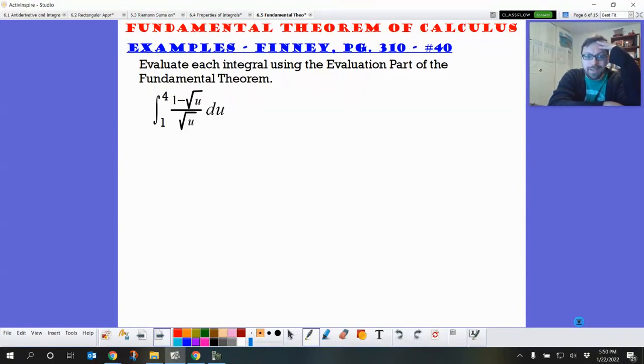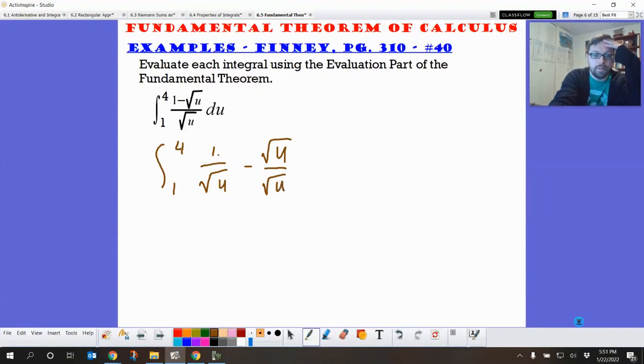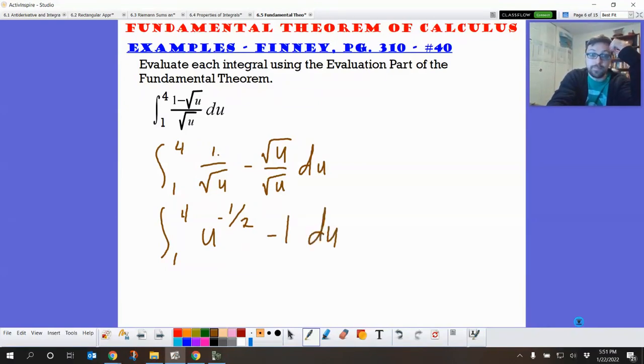All right, doing it again. Now, this one has got all kinds of weird bits to it, so I don't really want to try to integrate that thing right away. I want to clean it up a little bit so it's an integral that I can find more easily. So that's 1 over the square root of u minus the square root of u over the square root of u du. Okay, so that is u to the negative 1/2. And the square root of u divided by the square root of u is just 1. Neat. Okay, now I'm ready to integrate.